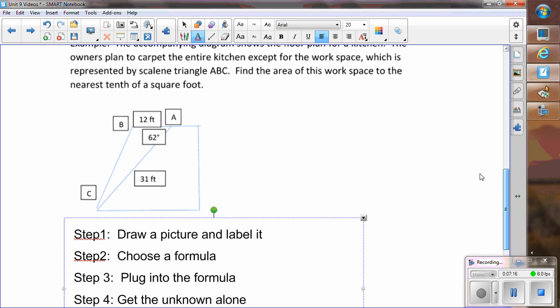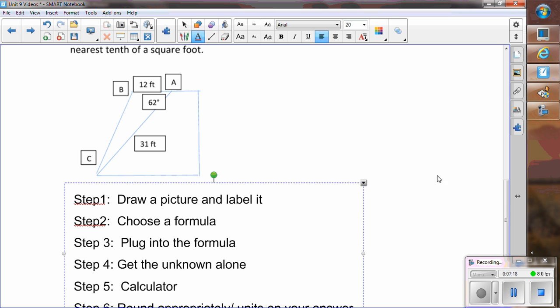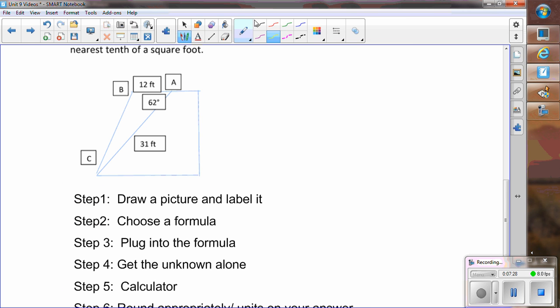Now, this was an accompanying diagram, and it was already labeled for us, but we have to really figure out what's going on. I like to insist that you use colors, so if you have a pen on your sheet of paper, you can actually mark it. We have this side right here, which is 12 feet. We have this angle, which is 62 degrees, and this side, which is 31 feet. The question asks us, use the highlighter feature here, to find the area of the kitchen workspace, which is this triangle over here.